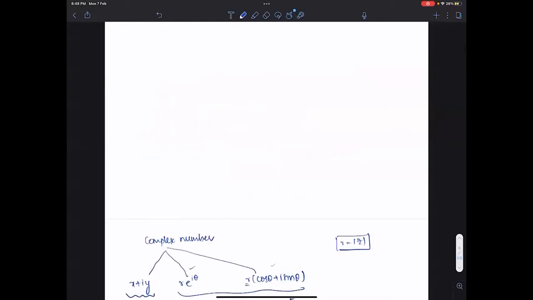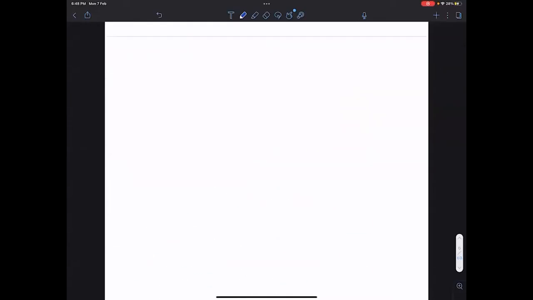Some important basic properties you already know: mod of z1 z2 is equal to mod z1 into mod z2. Argument of z1 z2 is equal to argument of z1 plus argument of z2. Now, one very important formula which students normally miss out is this one.